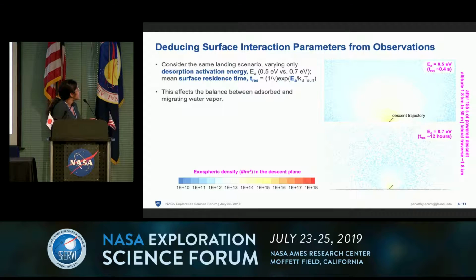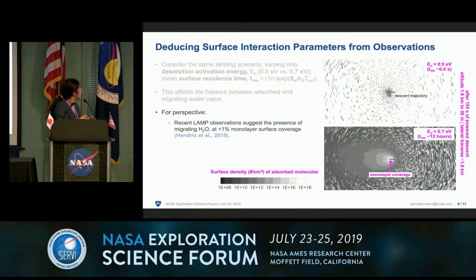And you can see that difference in density when the residence time at that local surface temperature is very small, most of the material remains mobile, and in contrast, at the end of the power descent, so this is after 155-second descent trajectory, thrusters have turned off, the spacecraft is very close to landing. By that time, most of the vapor that's been released so far has fallen back to the surface. And in this case, where the average residence time is on the order of 12 hours, it's still stuck to the surface. We can look at how much is stuck to the surface, and again, you can see a big difference caused by that difference in the assumed desorption activation energies.